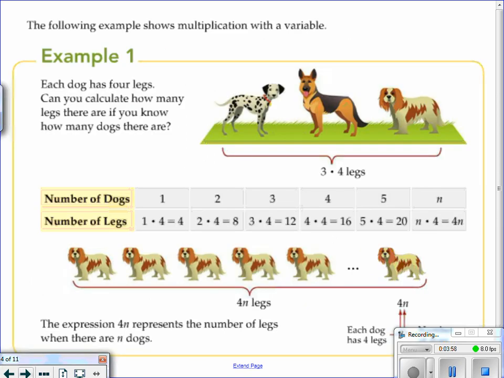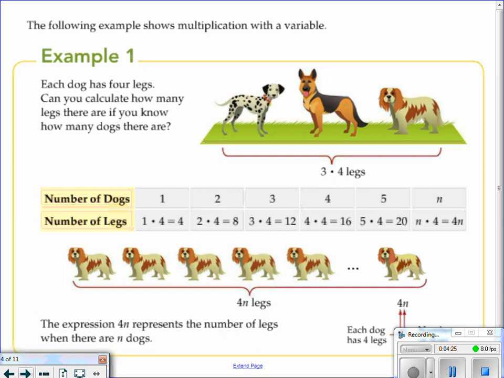Okay, next here, we're just looking at this example with multiplication with a variable. So we know dogs have 4 legs. So if we want to know how many legs there are, if we know the number of dogs, we can easily calculate that. If it's 1 dog, 1 times 4 is 4, it's going to have 4 legs. If we have 2 dogs, 2 times 4 is 8. We'll have 8 legs.